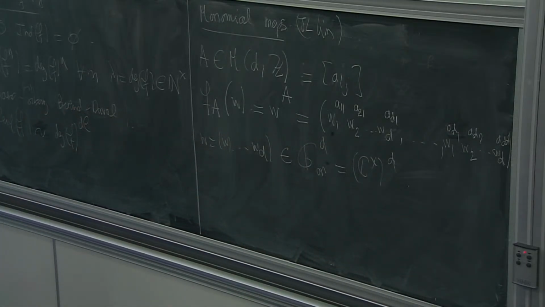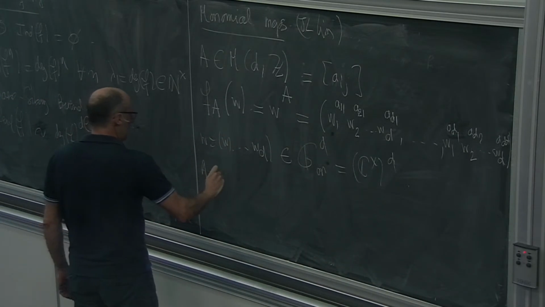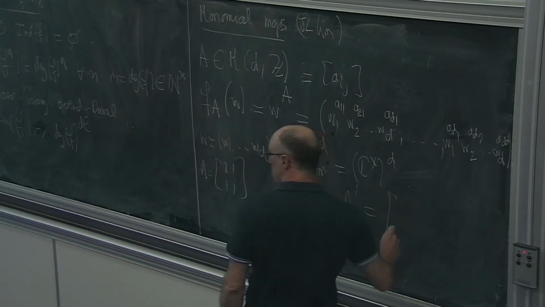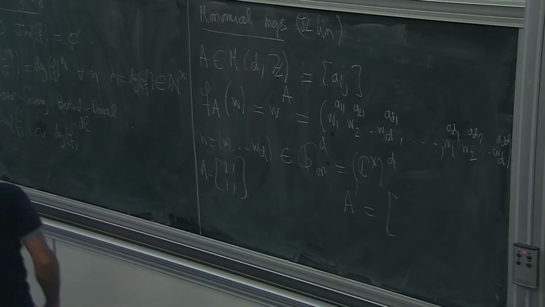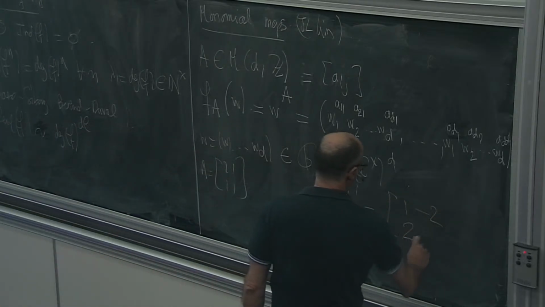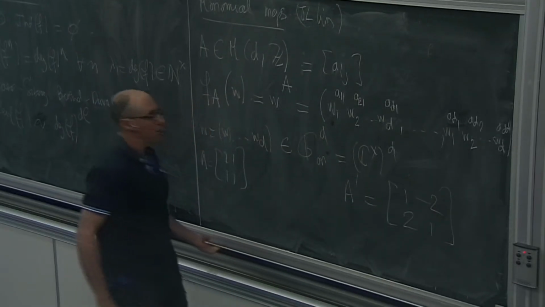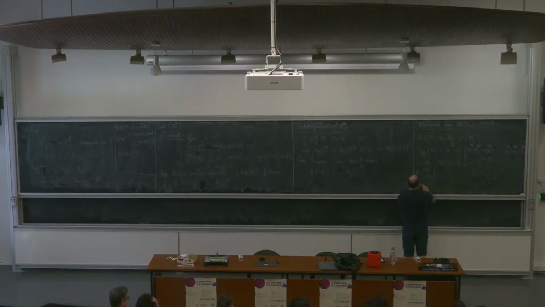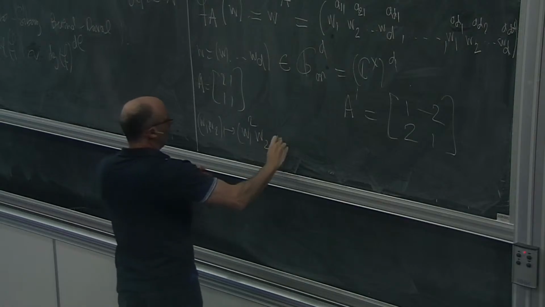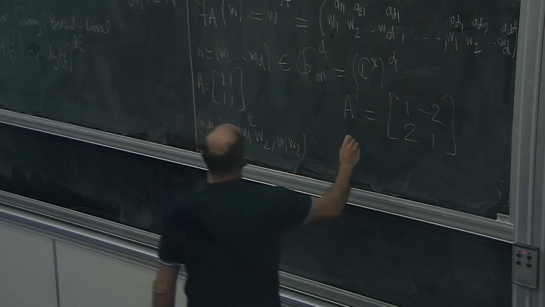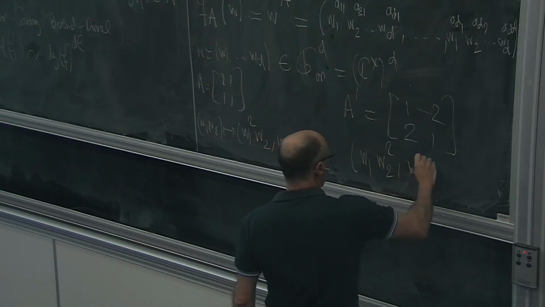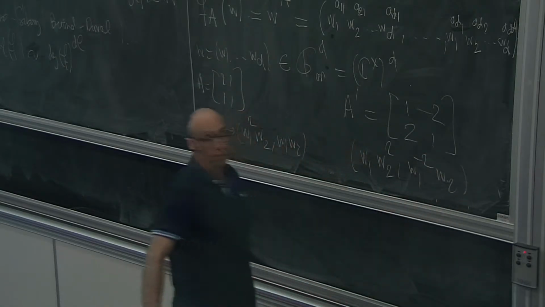So let's do examples. Take A = (2 1; 1 1), and A prime = (1 -2; 1 1). So there are two-dimensional examples. Here you should look at (W1, W2) maps to (W1 squared W2, W1 W2). And here it is (W1, W2 squared) maps to (W1 W2 to the minus 2, W2).